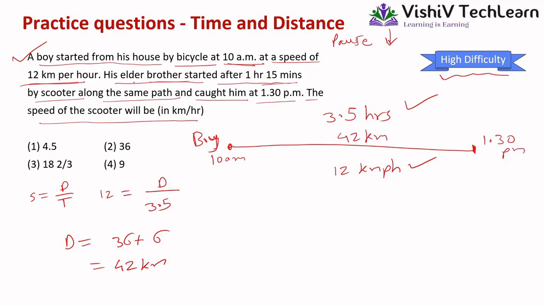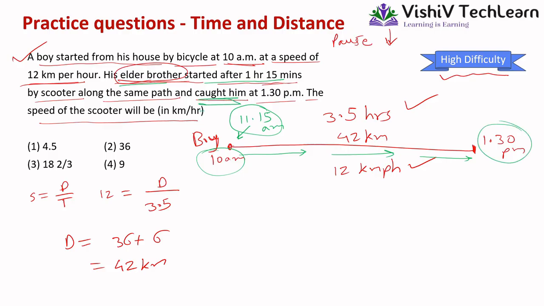Now next let's talk about the elder brother. In case of the elder brother we can consider a green ink. He started after 1 hour 15 minutes, so instead of 10 am the time is now 11:15 am. At 11:15 am the elder brother started and he has covered the same distance. Correct. At 1:30 pm he caught his brother on the scooter. So we know the starting time, we know the ending time. What is the time elapsed?